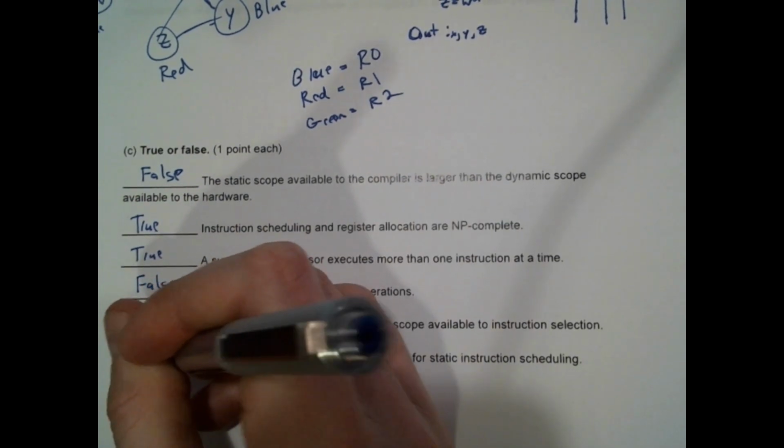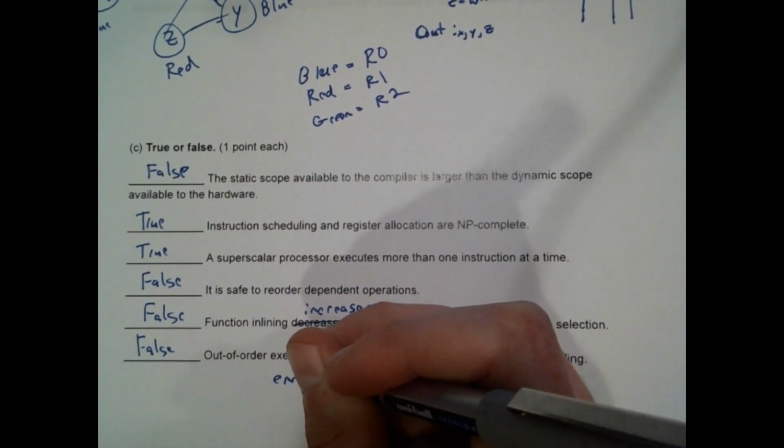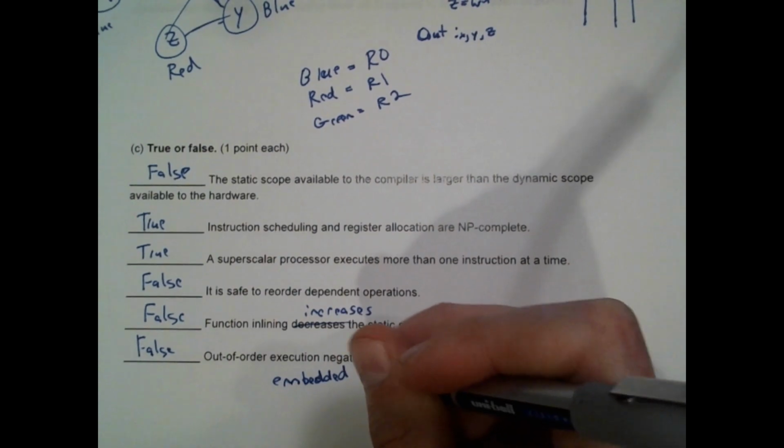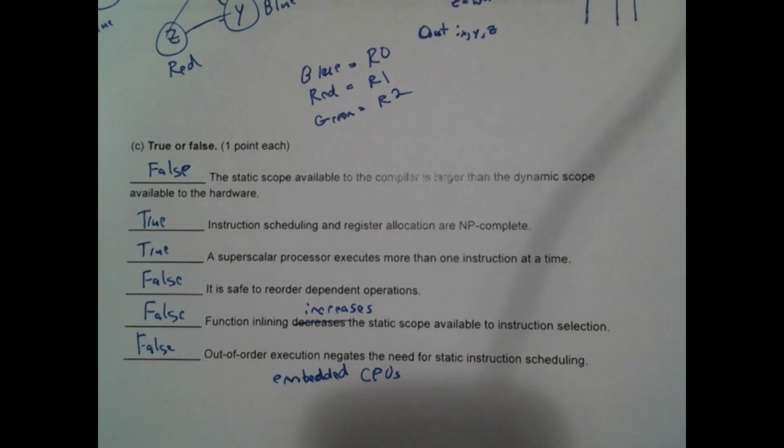And then finally, out-of-order execution negates the need for static instruction scheduling. That's also false. There are things like embedded processors that don't have a heavy out-of-order core. Out-of-order tends to be very power hungry, so low power systems. And just in general, there is some benefit to scheduling things in the right order in the first place, so that once they get into the processor it doesn't necessarily have to do quite as much work. So that is it for problem 5. That was a long one.